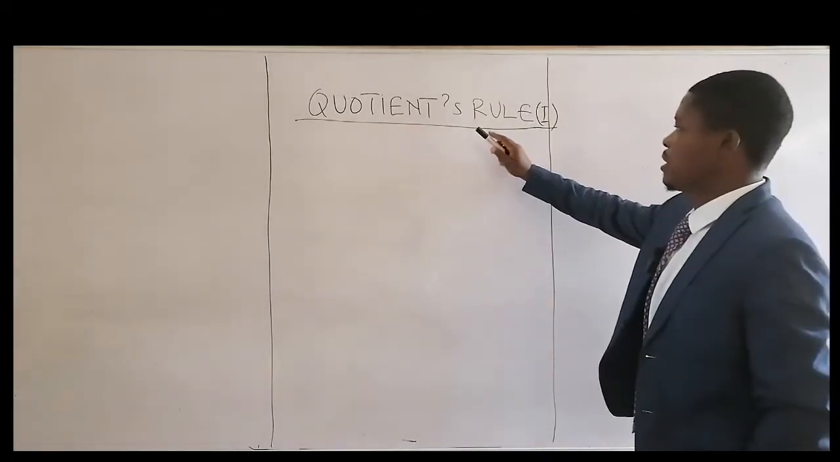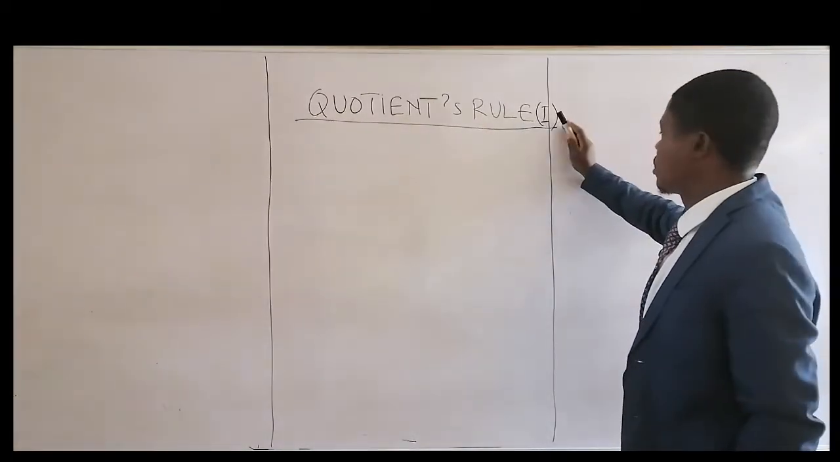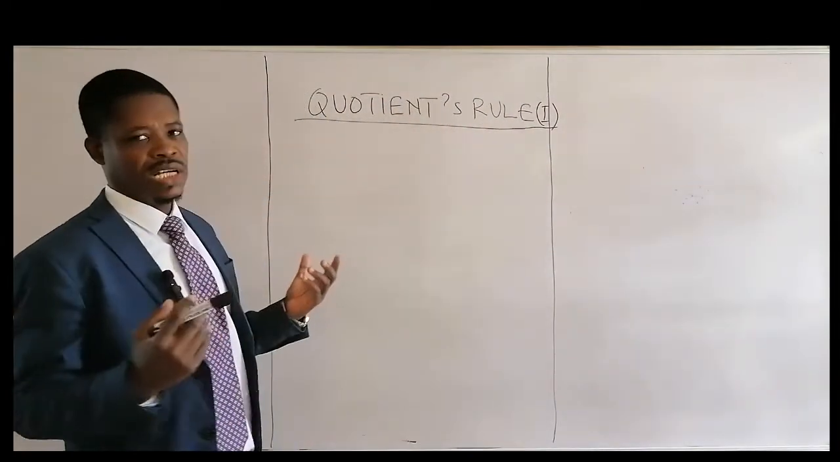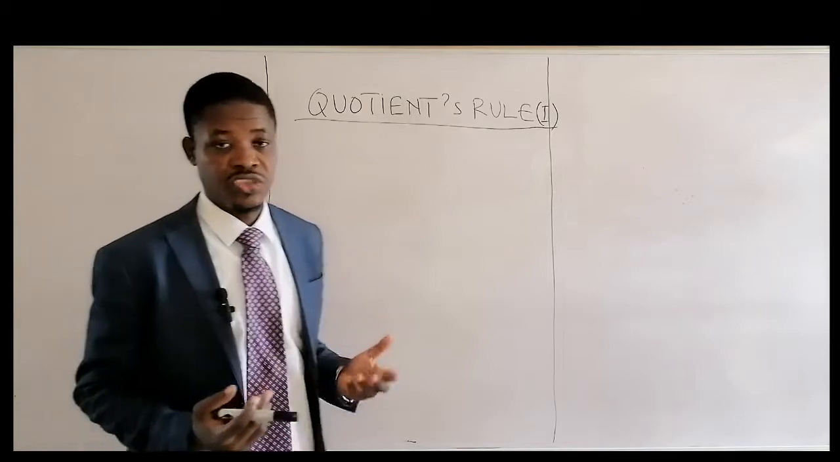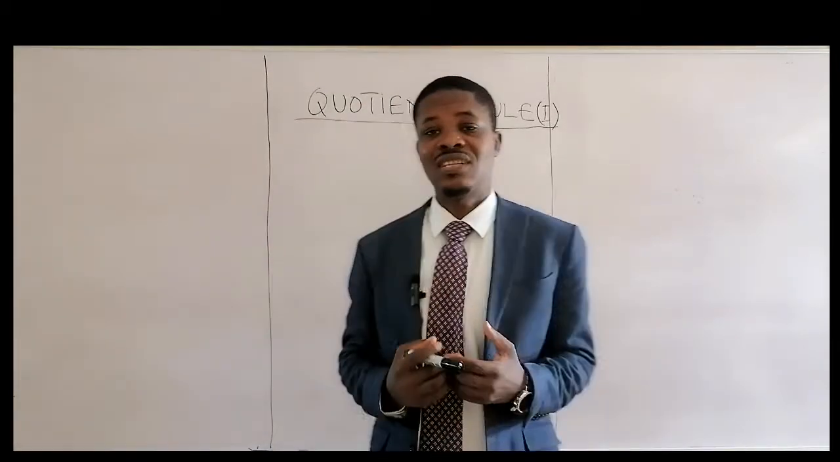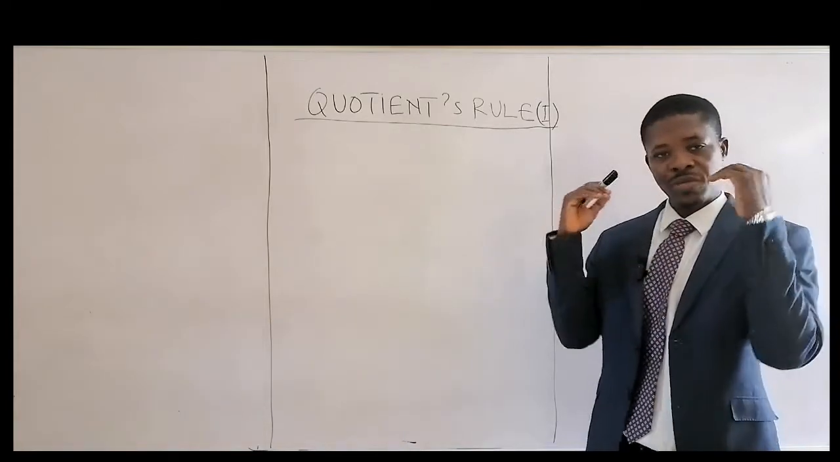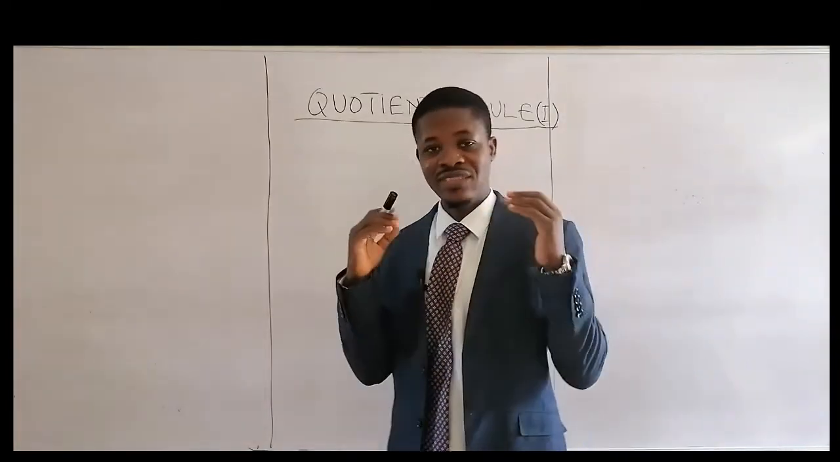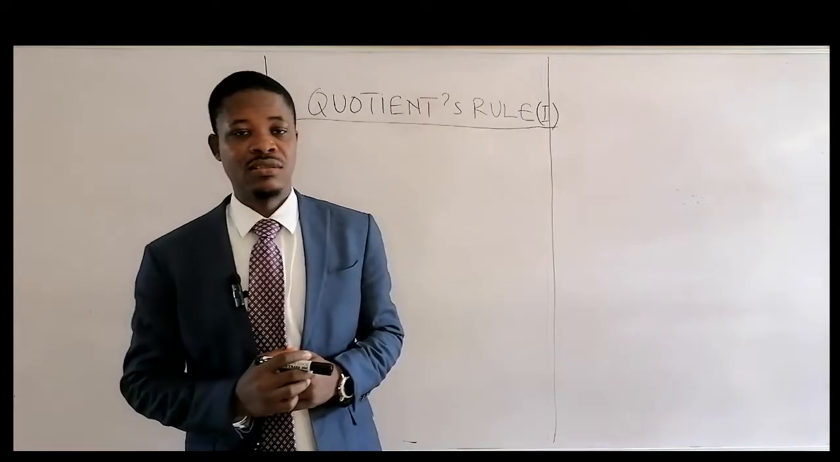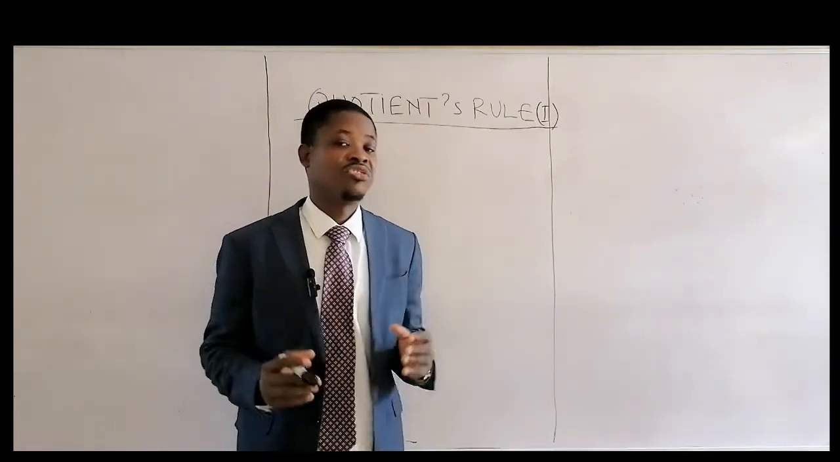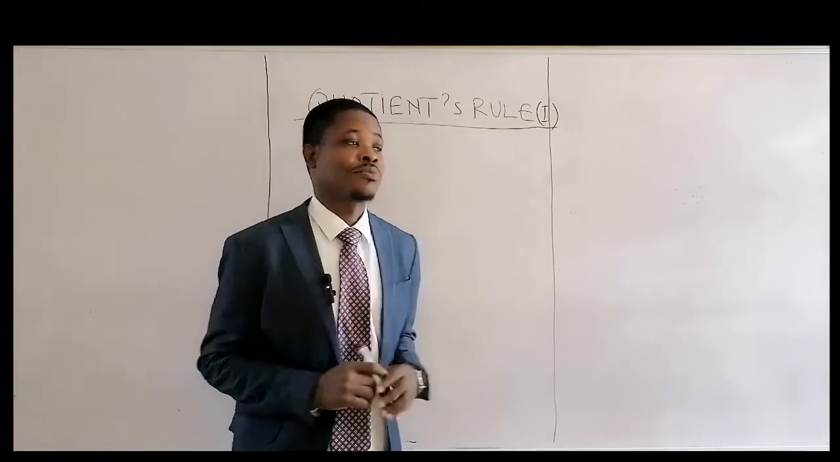Yeah, we'll be looking at the quotient rule. When is it used? When can we use the quotient rule? The quotient rule is applicable when you have a fraction, I mean, you have a numerator and a denominator. In that case, when you want to differentiate, that is when the quotient rule is applicable.